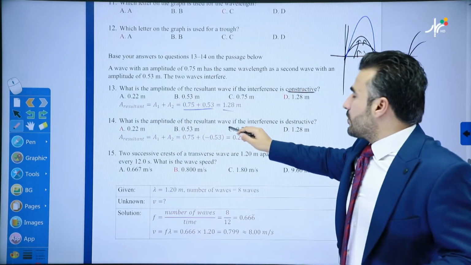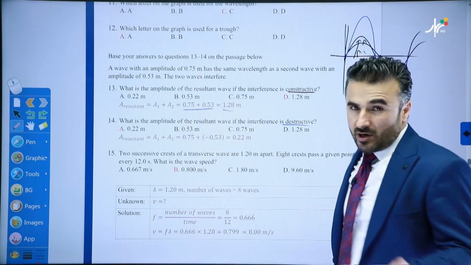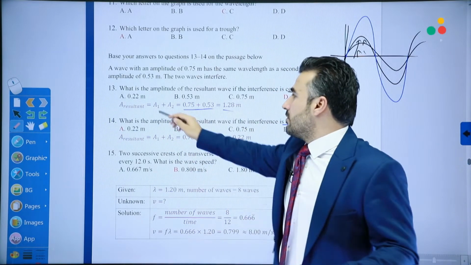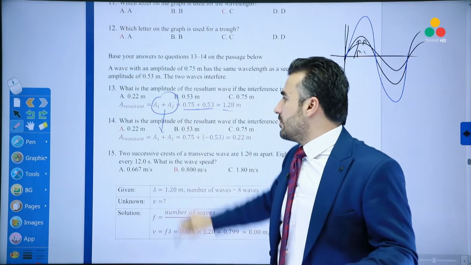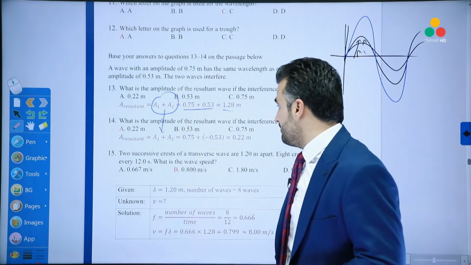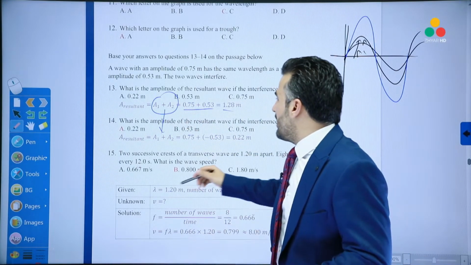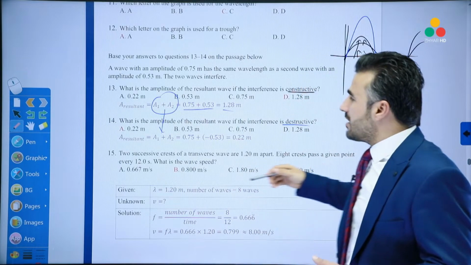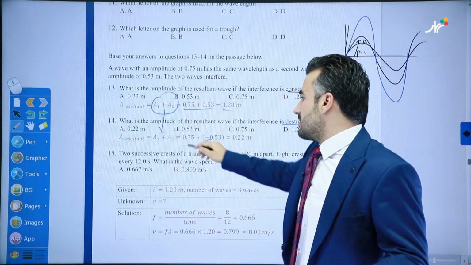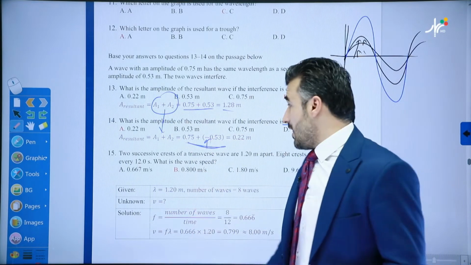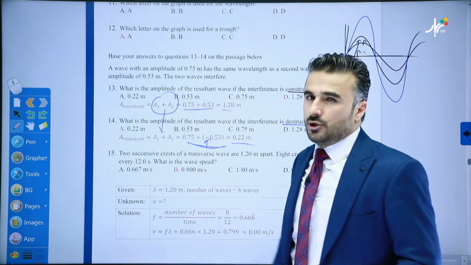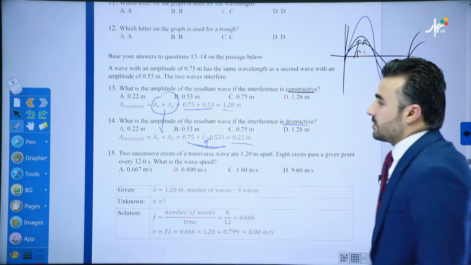What is the amplitude of the resultant wave if the interference is destructive? If it is destructive, we're going to subtract this from it. Instead of adding, we'll subtract them. And by the way, when we say subtract them, of course, one of them is in the opposite sign. So here's the subtraction, and of course you get 0.22 meter as a resultant.